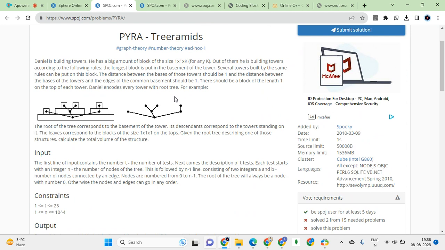Yeah, fine. 0 corresponds to the tower standing on it. So basically, the base of the tower. Yeah, kind of. The leaves correspond to the blocks of size 1 cross 1 cross 1, given the root, one of these structures. Okay, so a leaf is just 1 cross 1 cross 1 for sure. Then there would be something.